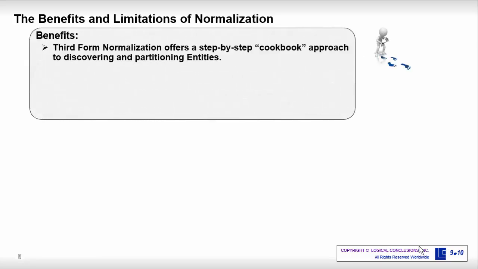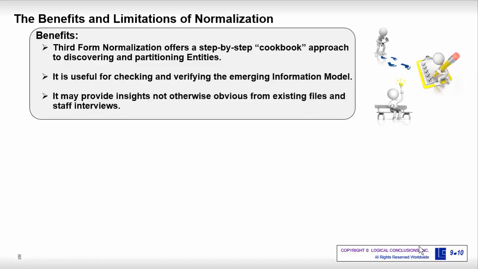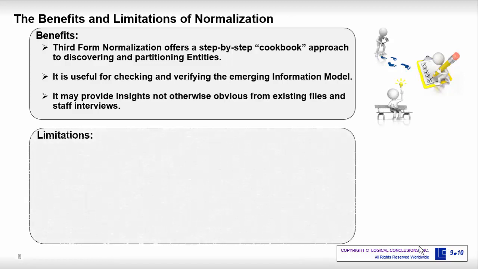As a summary, let me state what I believe are the benefits and limitations of normalization. First, the benefits. Third form normalization offers a step-by-step cookbook approach to discovering and partitioning entities. It is useful for checking and verifying the emerging information model. It may provide insights not otherwise obvious from existing files and staff interviews.